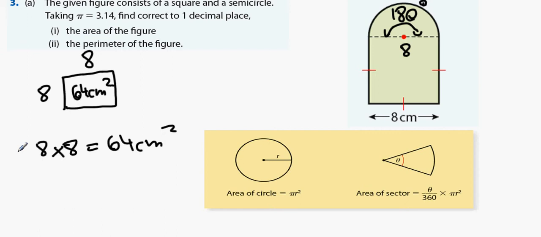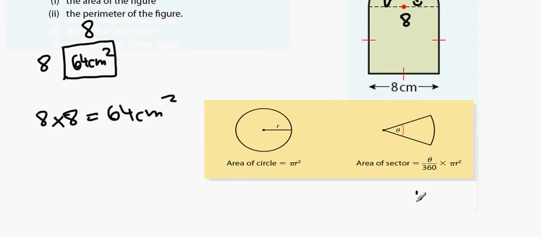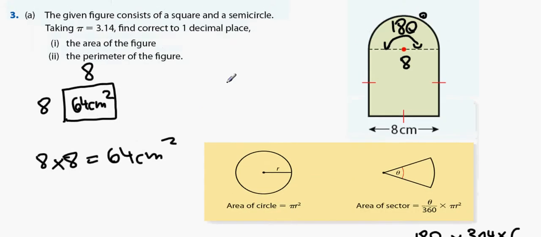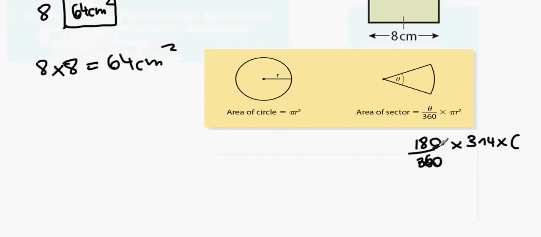So we're going to put in 180 divided by 360 multiplied by the area of a circle formula, and we're asked to take pi as 3.14. So 3.14 multiplied by r squared. Now the radius of this circle is not 8, it's going to be 4, because it's half the diameter of the circle. So 4 squared. It's important to remember, 180 divided by 360 is actually a half, so you're basically getting half of the area of the circle here.